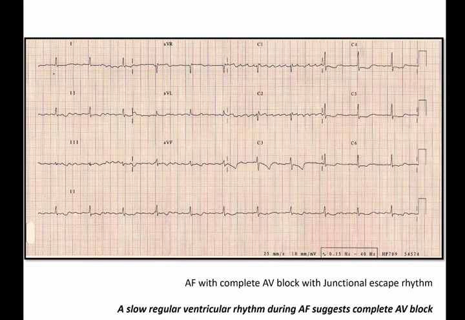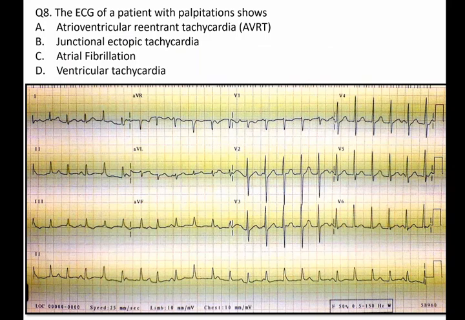Now let's look at another example of an ECG. ECG of a patient with palpitation shows: the choices are A, atrioventricular reentrant tachycardia, B, junctional ectopic tachycardia, C, atrial fibrillation, and D, ventricular tachycardia. This is a little difficult ECG to understand. So can we have the polling questions, please?